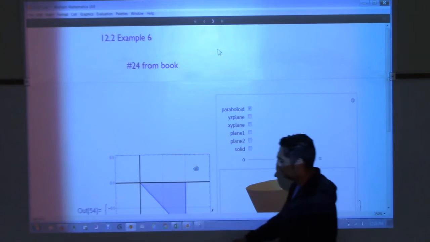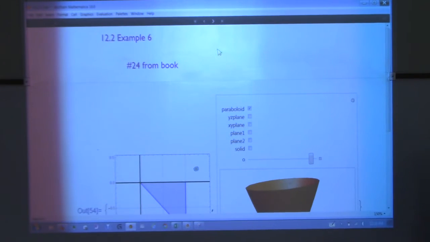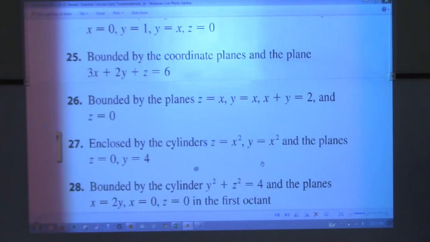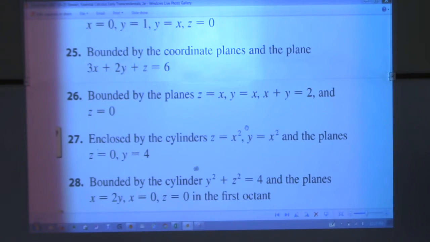All right, we've got 15 minutes. I think that's enough time to do the sign-in sheet. There's some problems in the book that I wanted to look at and do in class, and number 28 looks like an interesting one. Can you all see it?